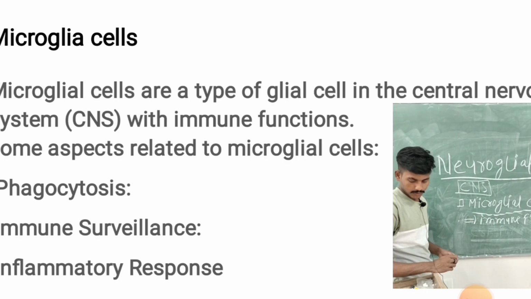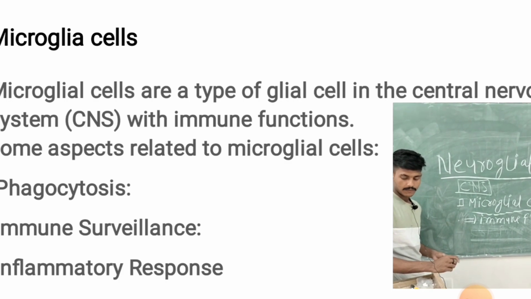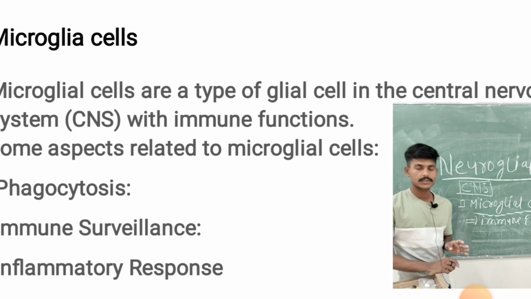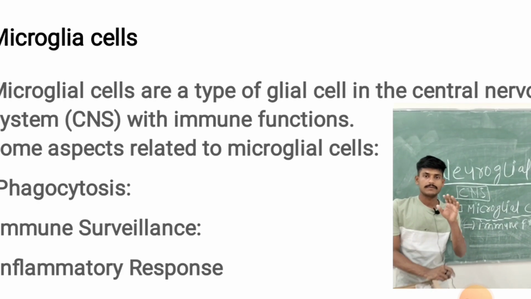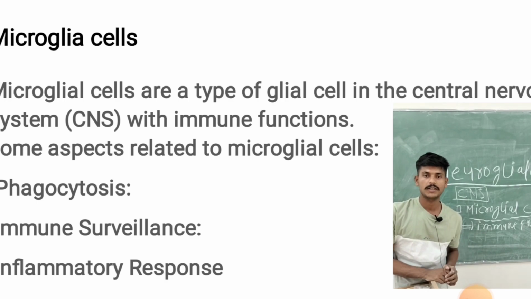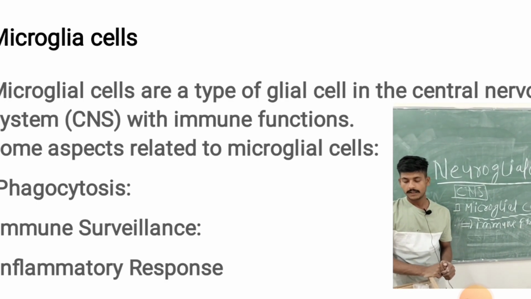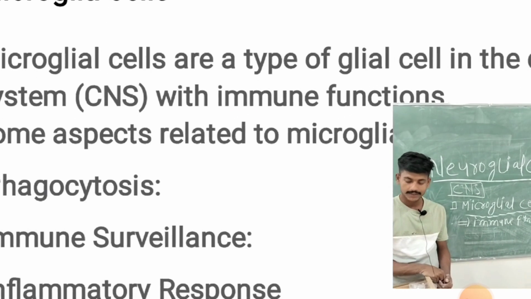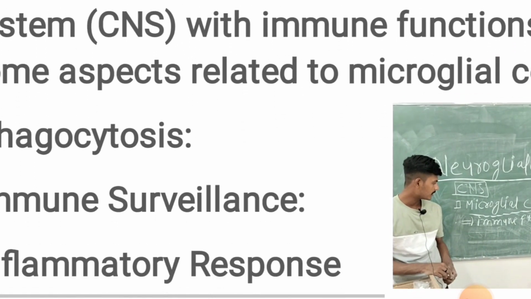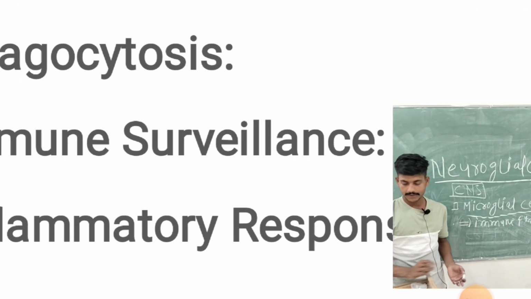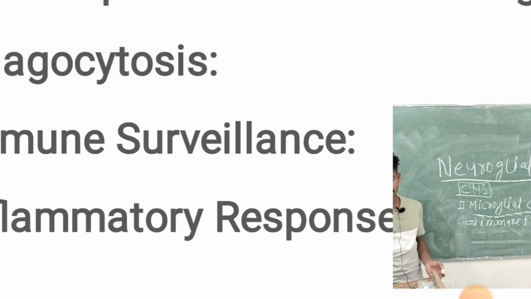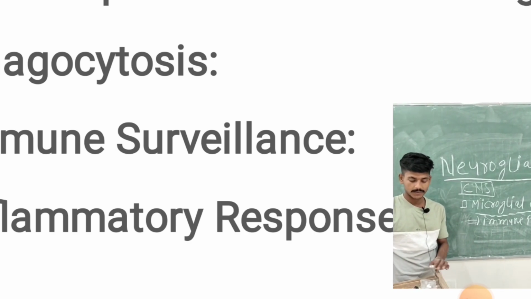The functions done by these microglial cells are of three types: phagocytosis, immune surveillance, and inflammatory response. The first one is phagocytosis, which means engulfing cellular debris or bacteria. They are also involved in immune surveillance and the inflammatory response. During the inflammatory response, their number goes high. This is all about the four types of cells present in the central nervous system.